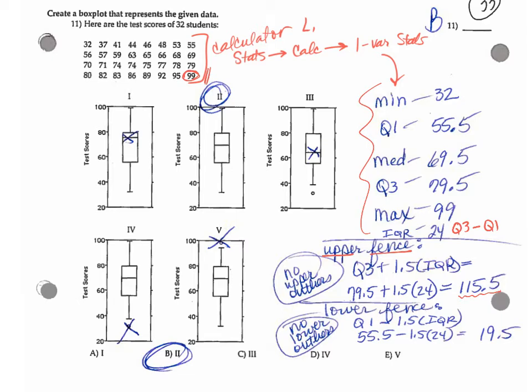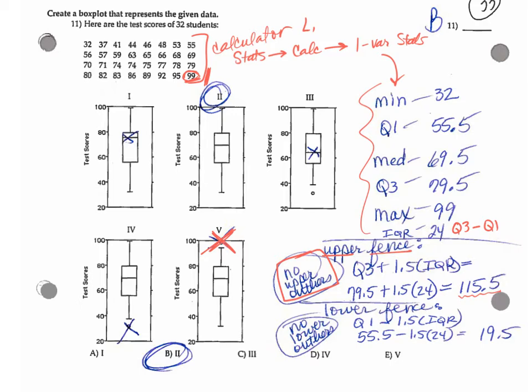Are there any outliers above 115? And that answer is no. So therefore, my conclusion is no upper outliers. So then I can mark off this answer here because there's no upper outliers. So see, you have to compute the fences to see if there are outliers.